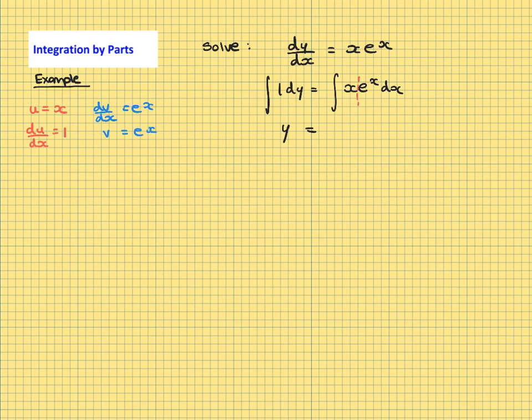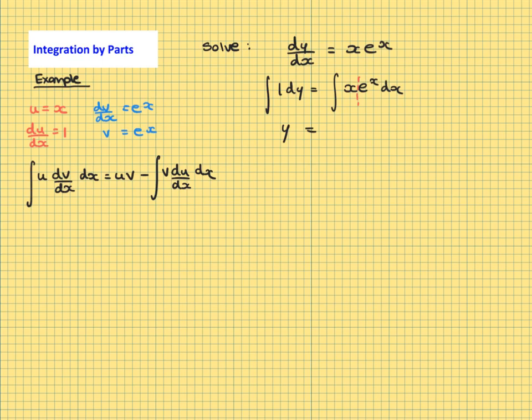Now my integration by parts formula tells me that the integral of u multiplied by dv by dx, all with respect to x, is equal to uv minus the integral of v du by dx with respect to x. So there's my integration by parts formula, and I've got all the components I need ready.